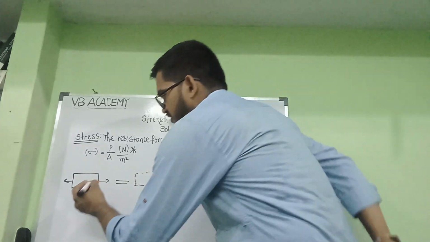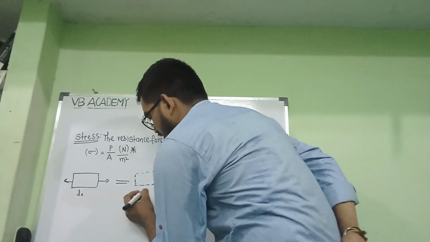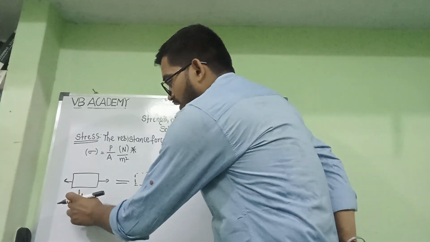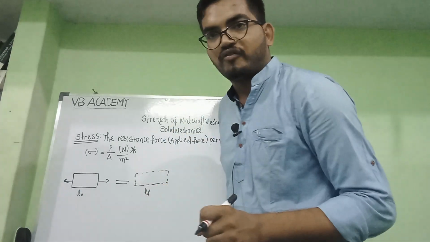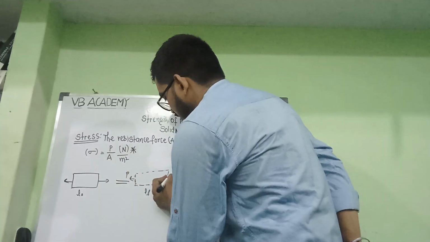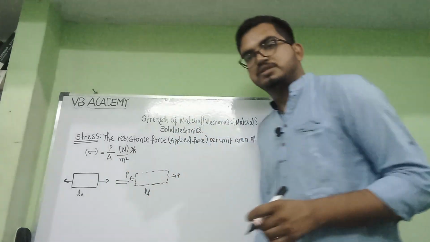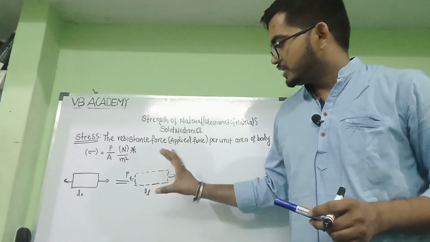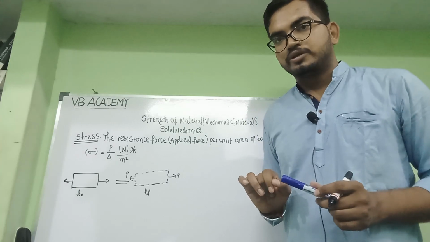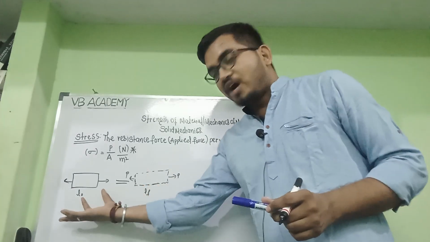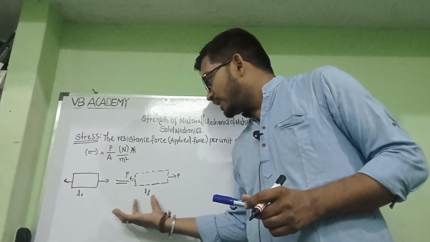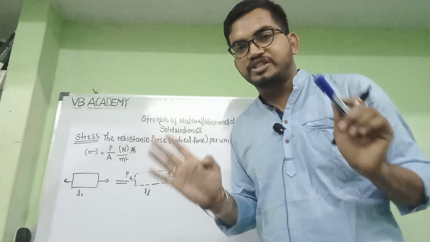Clear? So this is the initial length L0 and this is the final length LF. This is the force P. This is the 2D diagram, you can check. So change of dimension relative to the original dimension: LF minus L0 gives you the change in dimension.